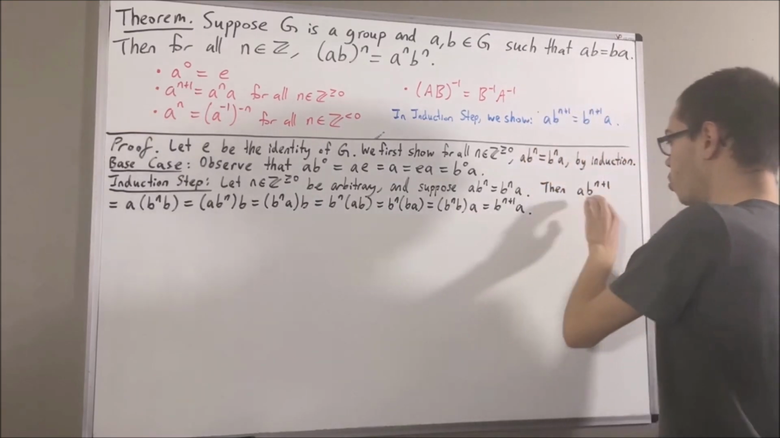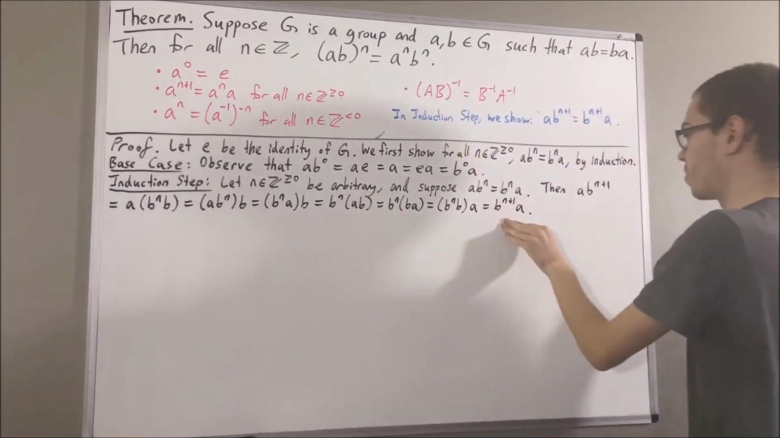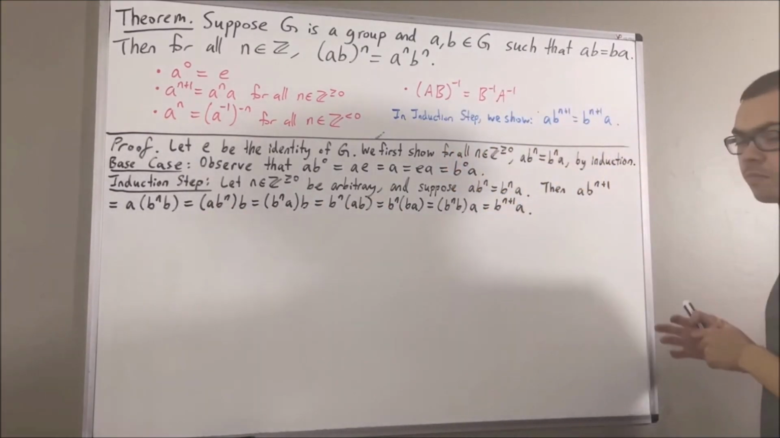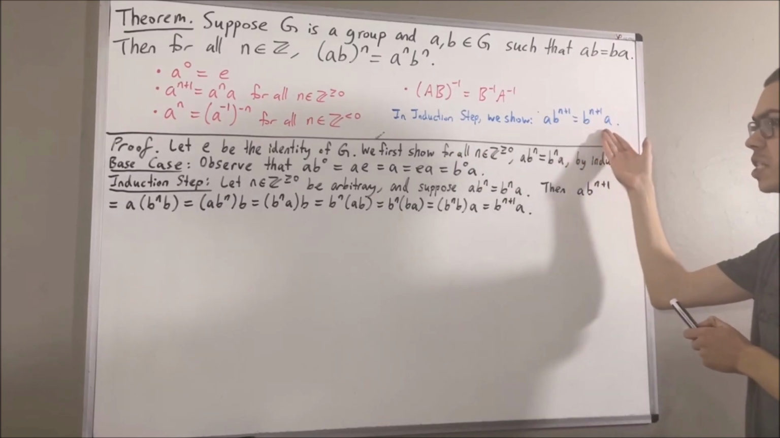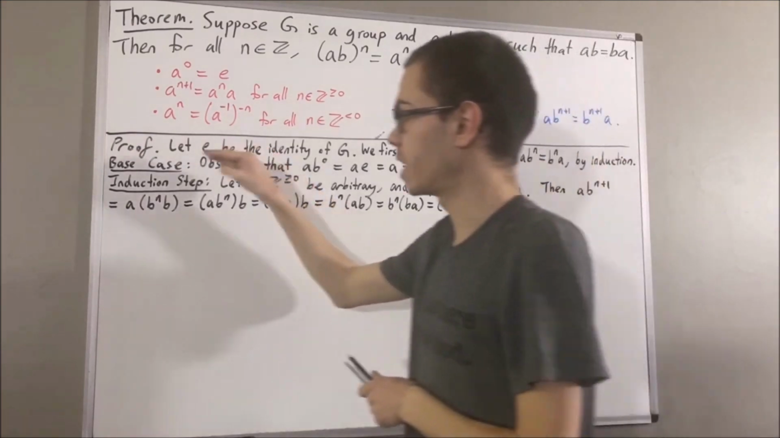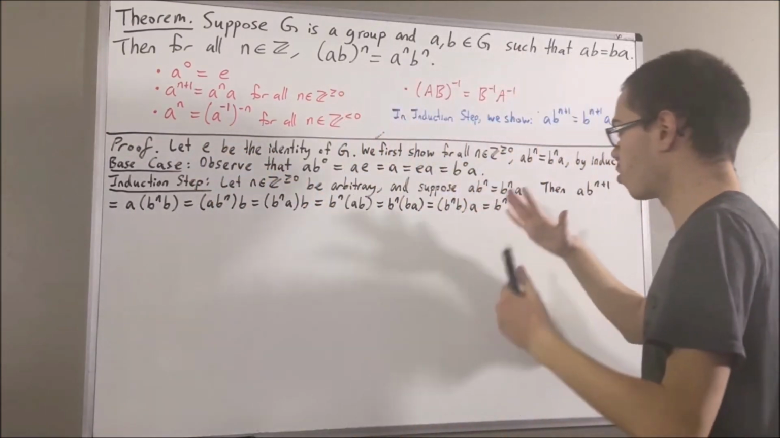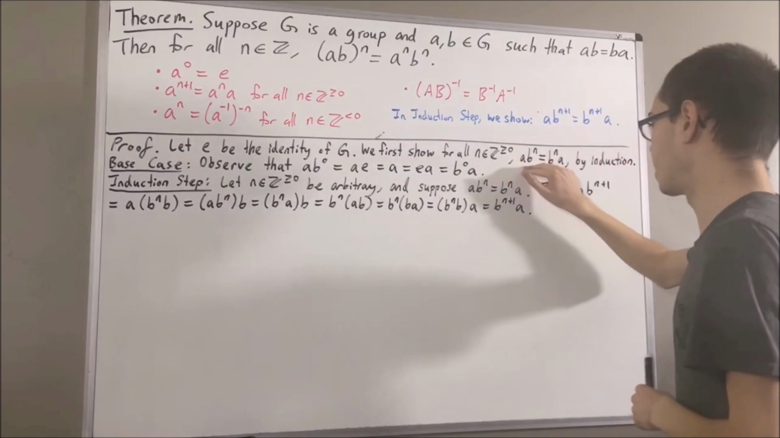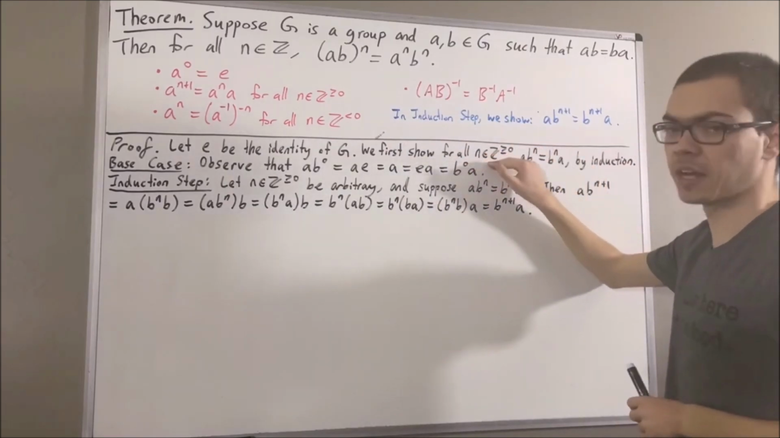So through this chain of equalities, we've established that these two guys are equal. And that was the whole goal of the induction step. So this completes the induction step. Because we've completed both the base case and the induction step, we've shown by induction that this equality holds for all integers n greater than or equal to 0.